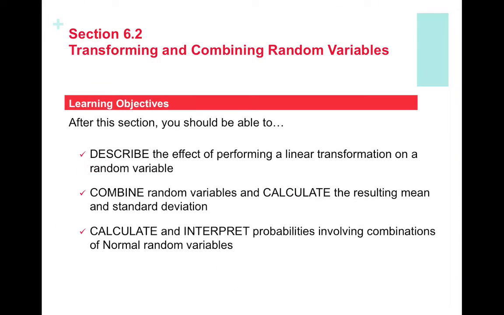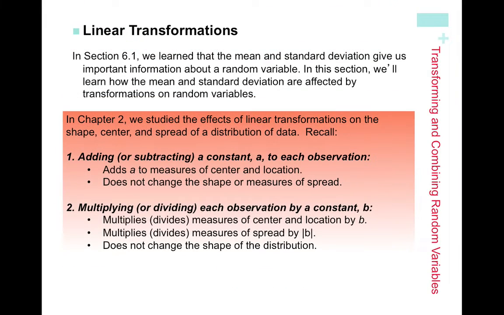Alright, the second part of Chapter 6 was about combining random variables. Depending on which class you're in, I either did an example with college credits or I did an example about going to a restaurant. So back in Chapter 2, we studied the effects of linear transformations.